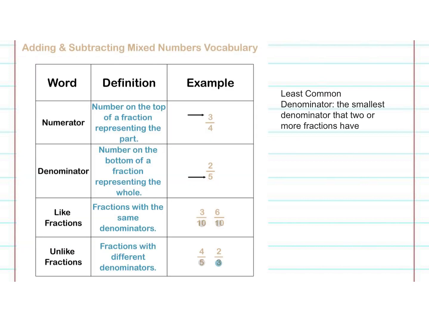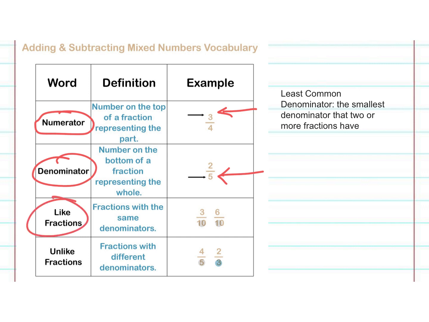Some vocabulary that we want to make sure that we understand. Numerator is, as we know, the number on top of a fraction, representing the part of the fraction. Denominator is the number on the bottom of the fraction, representing the whole. Even though it might be in your notes, make sure that you have it written down just to remind yourself, because we want to start being able to use numerator and denominator.